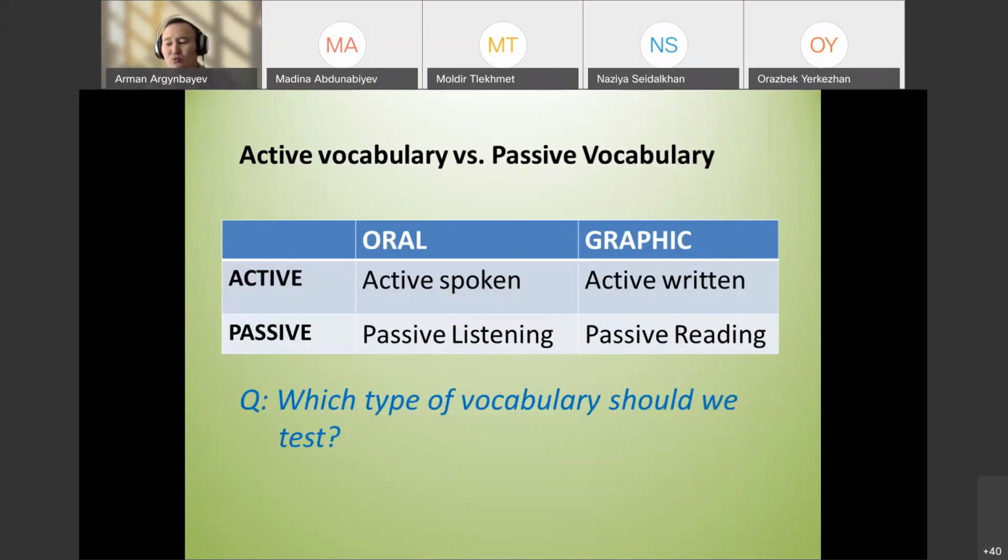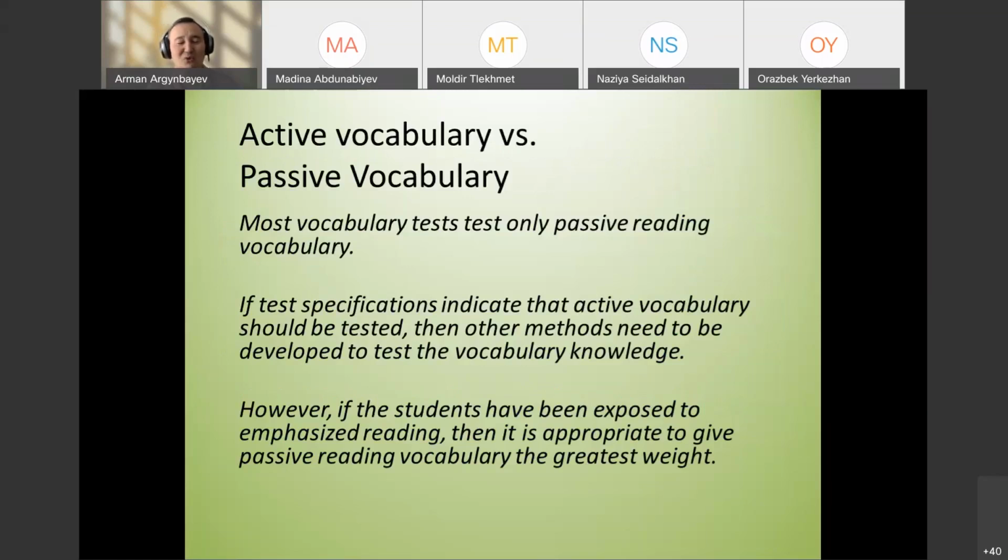Which type of vocabulary should we test? What do you think? Active or passive? Which should we test more? Or what should we test? Actually, both. We should test both, not only active or not only passive. It's a tricky question. So we should test both. But in most tests, usually passive vocabulary is tested. But actually we should test both.